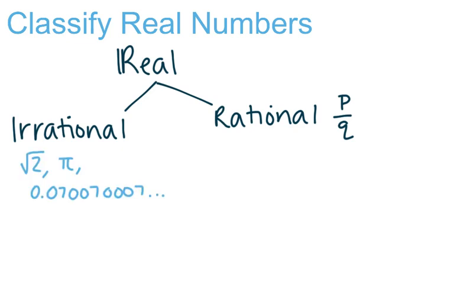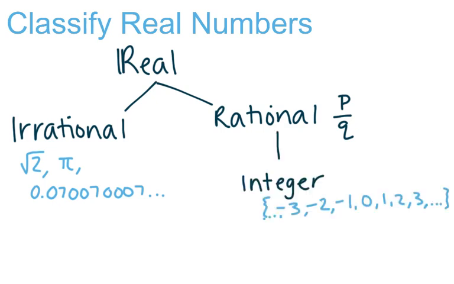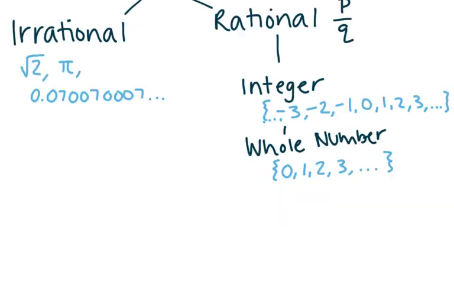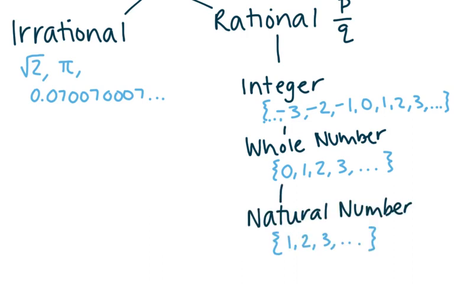If you realize that your number is rational, check to see if it's also an integer. If you realize that it's an integer, check to see if it's a whole number. And if it's a whole number, check to see if it is a natural number. If your number is a natural number, it is guaranteed to be a whole number, and also an integer, and also rational, and also real, because the natural number is a subset of each set above it.